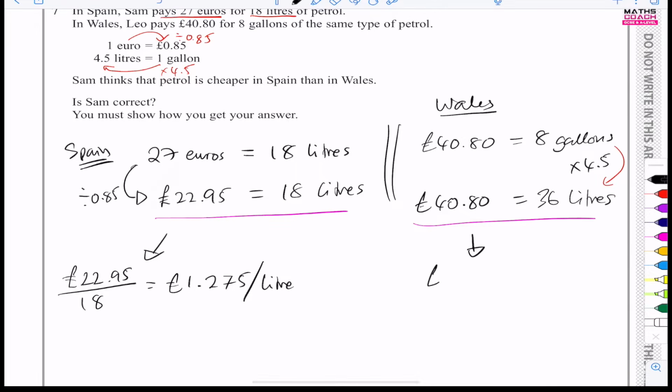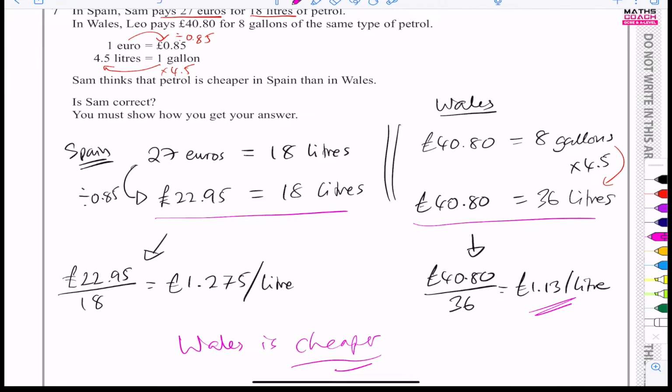Next, this one, £40.80 divided by 36. And that gives us £1.13 per liter. So where are you paying less? Well, clearly you're paying less in Wales. So Wales is cheaper. Sam is therefore incorrect.